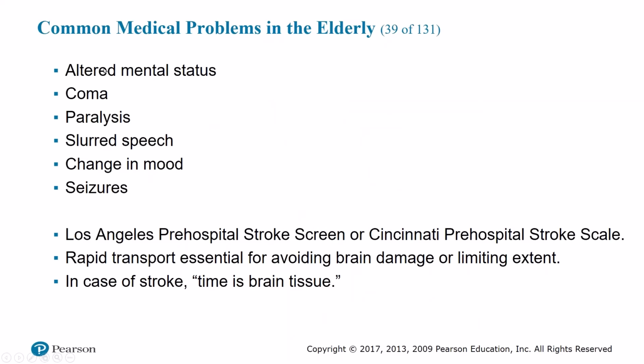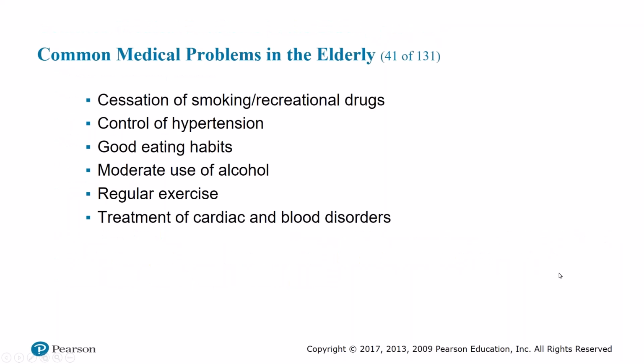And again, the stroke: we have altered mental status, coma, paralysis, slurred speech, change in moods, seizures, and using some type of screening, whether it's our version here in Pennsylvania or LA pre-hospital stroke, Cincinnati stroke scale, or something else like that. But again, identifying early, getting them to the facility where they can treat it to the best of their abilities.